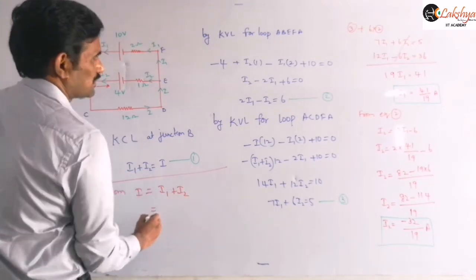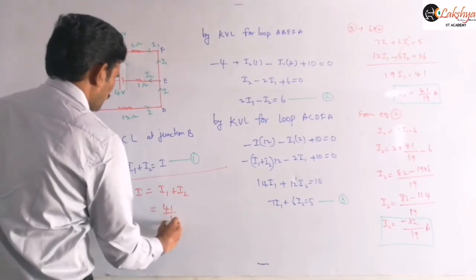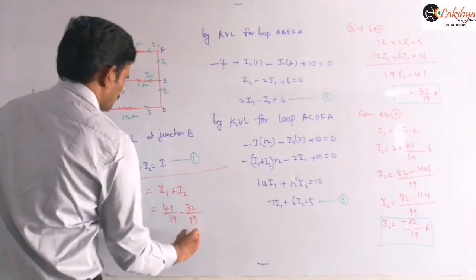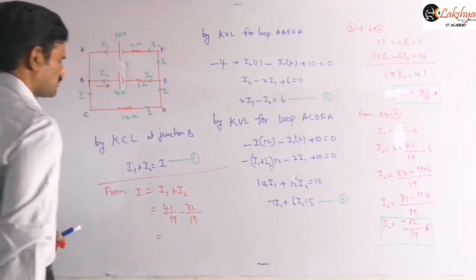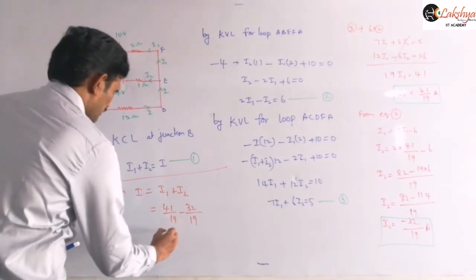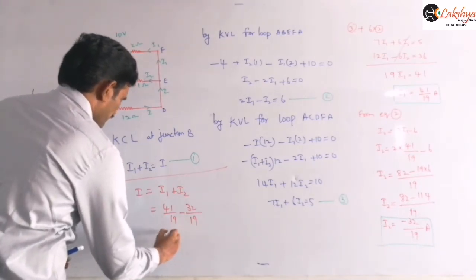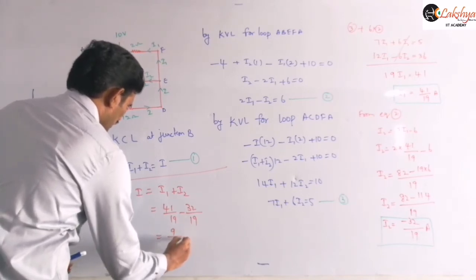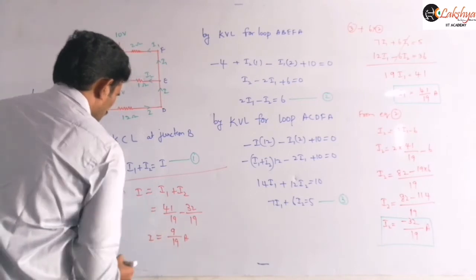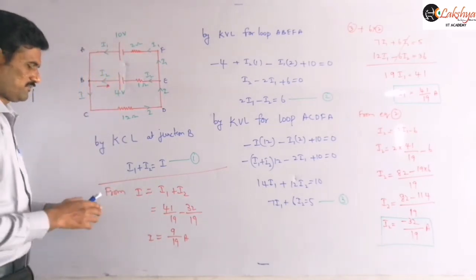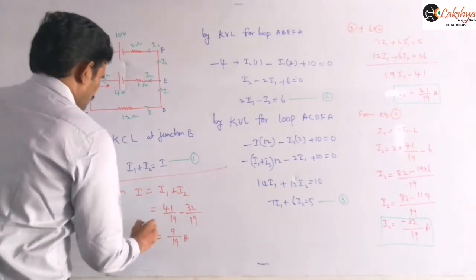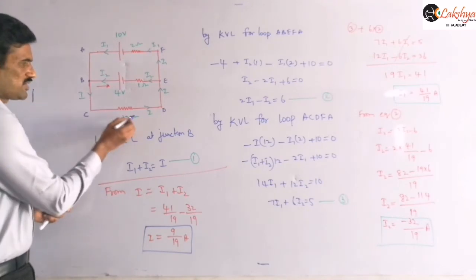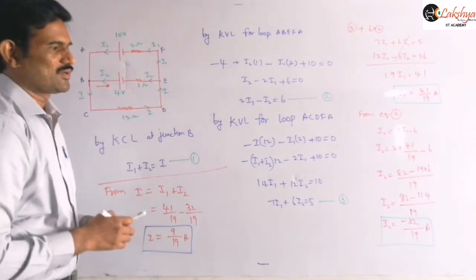So I is nothing but 41 by 19, the I1 value, and this value is minus 32 by 19, right? And so this is nothing but 9 by 19 amperes. So that is our I value. Now we are getting the I value as positive, so our assumed direction is correct only, right?